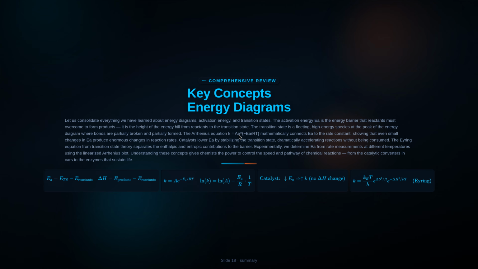Experimentally, we determine E_A from rate measurements at different temperatures using the linearized Arrhenius plot. Understanding these concepts gives chemists the power to control the speed and pathway of chemical reactions, from the catalytic converters in cars to the enzymes that sustain life.